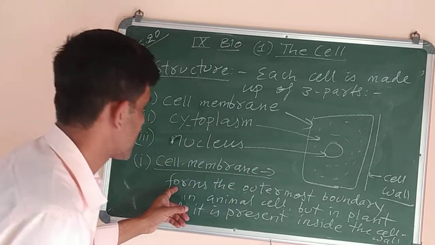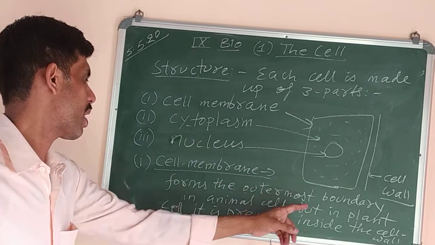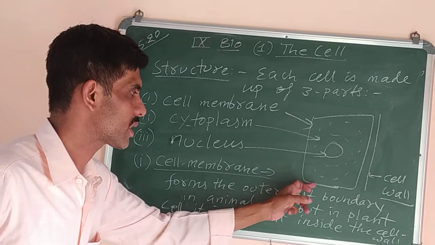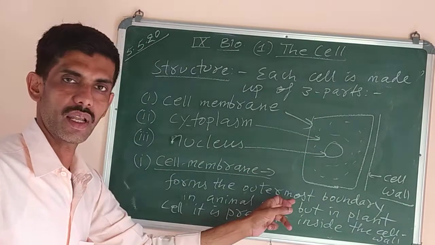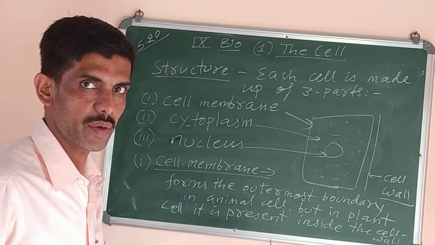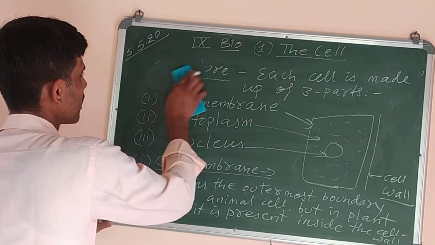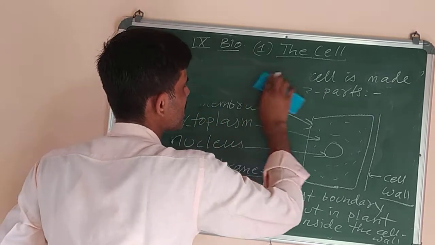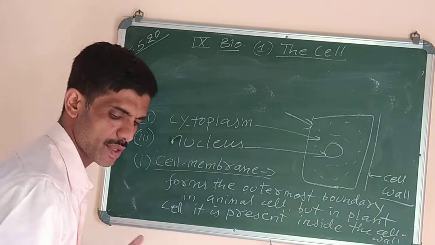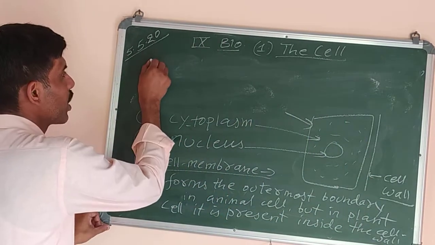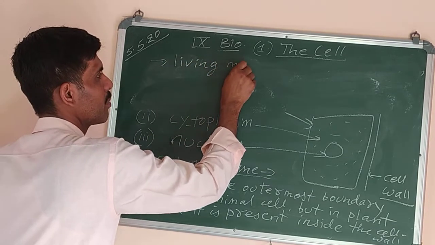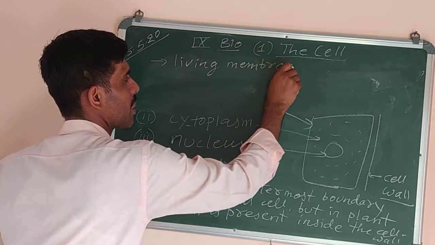Now next, cell membrane forms the outermost boundary in animal cell. Okay? In all the animal cells, the outermost cover of the cytoplasm is cell membrane. Is it living or dead? It is a living membrane, not dead membrane. Okay? And it binds, or we can say it protects the cytoplasm. It does not allow the cytoplasm to flow outside. So next point we can write, it is a living membrane. Cell membrane is living.